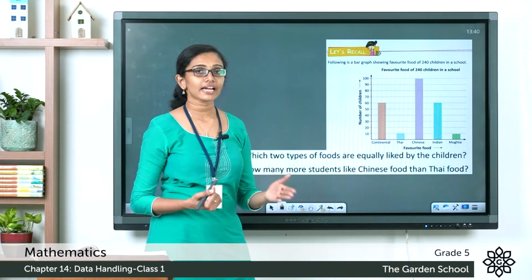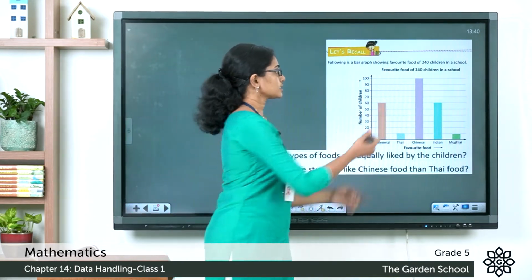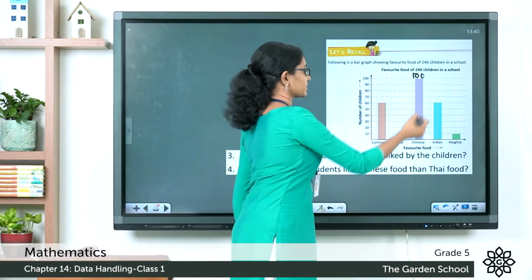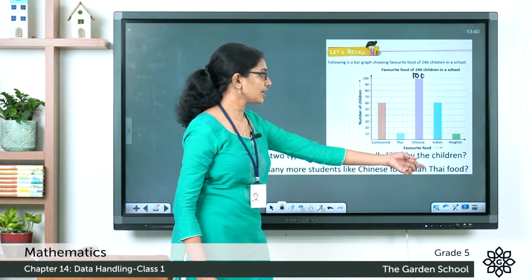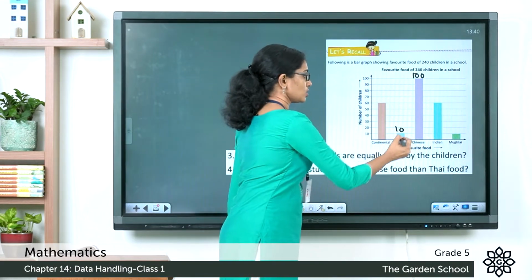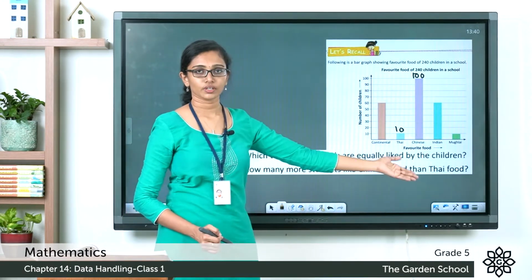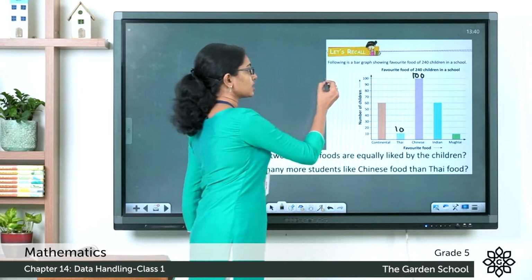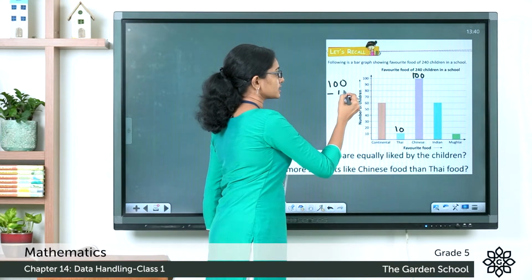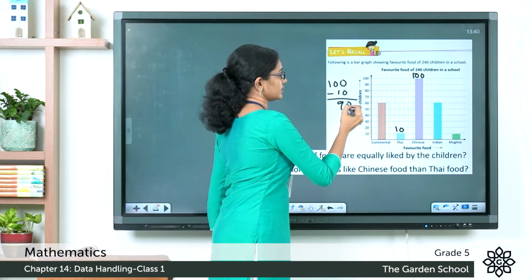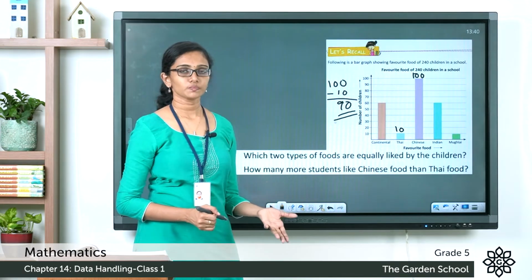So how many students like Chinese food? See, it is 100. 100 students like Chinese food. Now how many students like Thai food? 10 students. So how do we find out how many more students like Chinese food than Thai food? That will be equal to 100 minus 10, which is equal to 90. I hope these are clear to you.